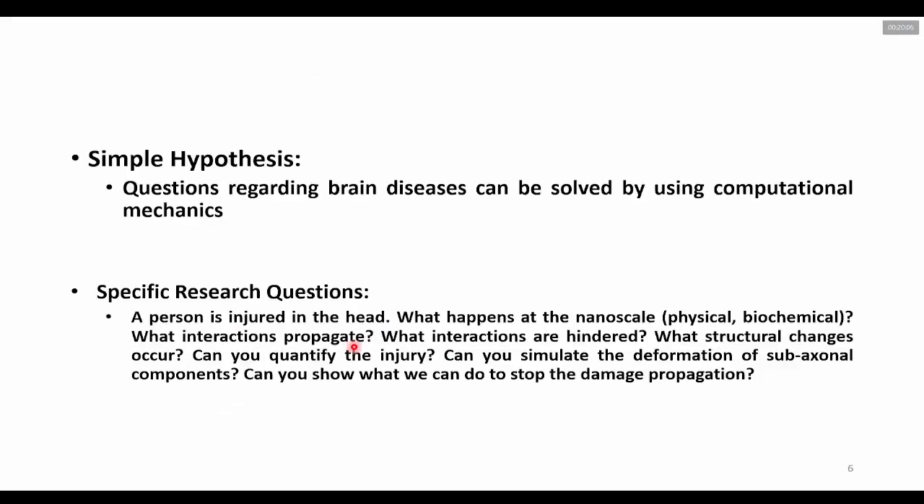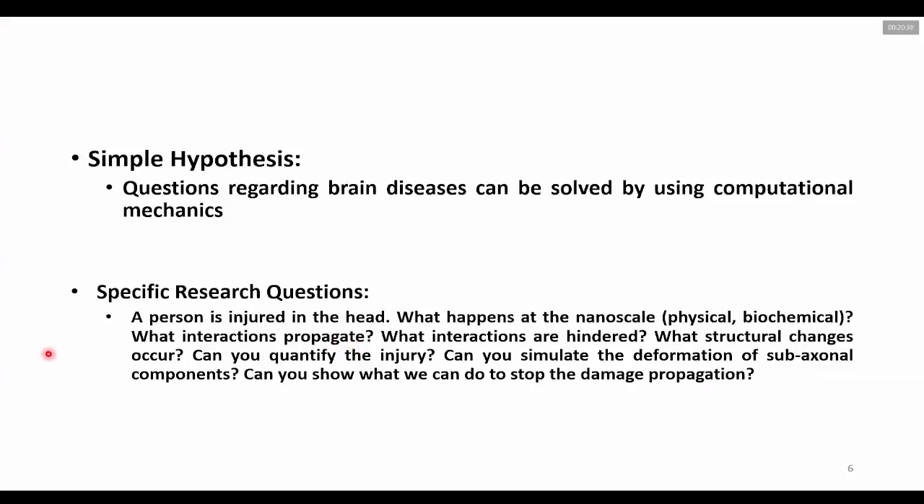Now, let's say we have a simple hypothesis. You are a brain scientist. You are trying to address a research problem regarding brain disease. Say you want to cure a brain disease, and you want to use computational mechanics to solve a brain disease problem. That is, you want to find out how brain disease propagates or how we can solve it by using computational mechanics.